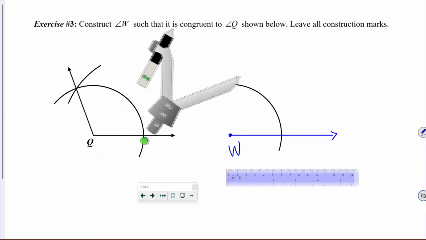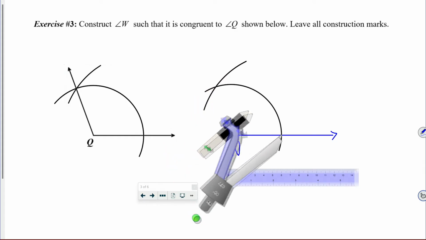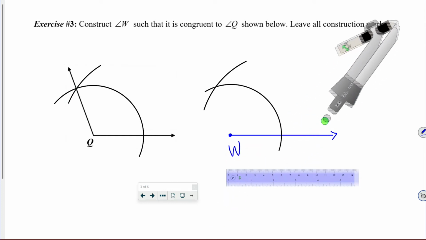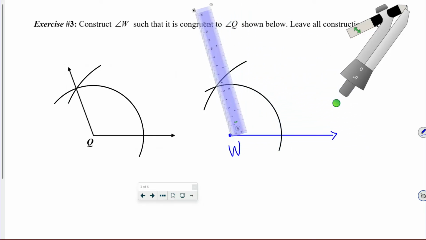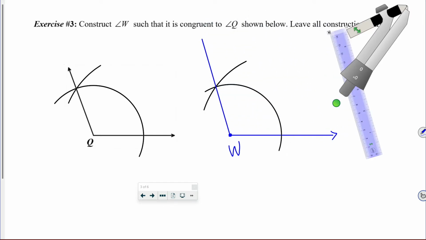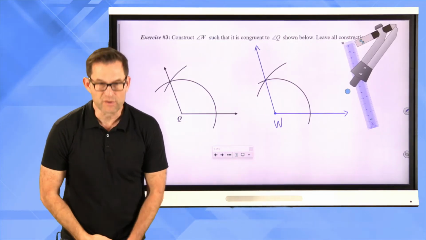I bring the compass over here without changing this distance at all. And then I measure that. The X marks the spot. I move this out of my way, bring this over, rotate up, and I've got my angle. Right? And angle W now is congruent to angle Q.